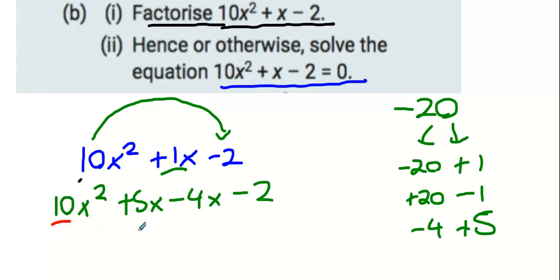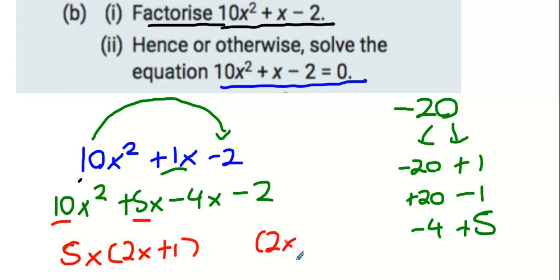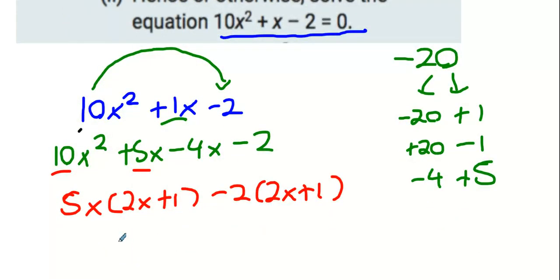5? 5. What letter? What's left over? Plus 1. We know the next bracket has to be the same. And what goes here? And your answer? And yeah. Okay. Now, lads, that's the answer to part 1 done, isn't it?